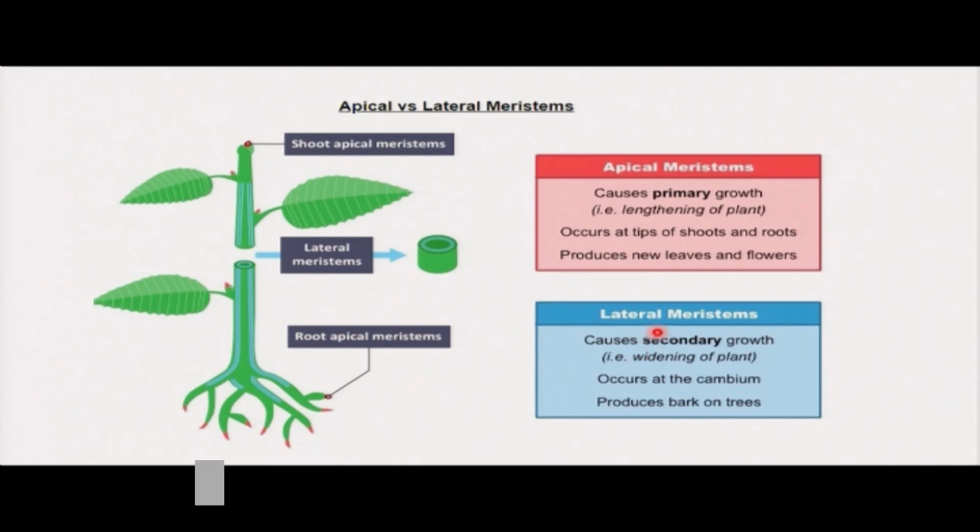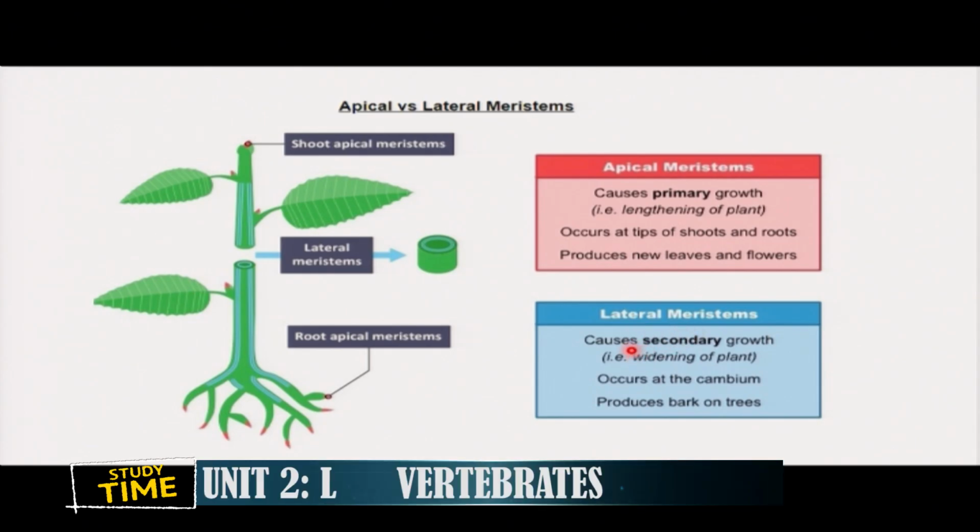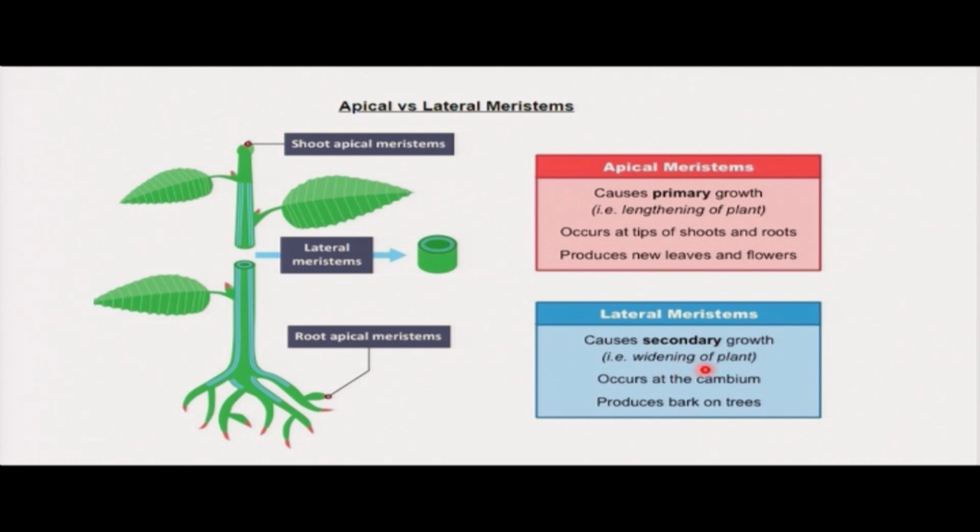Then when it comes to lateral meristems, these cause secondary growth. When we talk about secondary growth, we mean widening of the plant. Let us say this is our stem. This stem needs to increase in terms of width. That's where these lateral meristems are going to divide so that this width of the stem can increase in size. This secondary growth occurs at the cambium and produces bark on the trees.